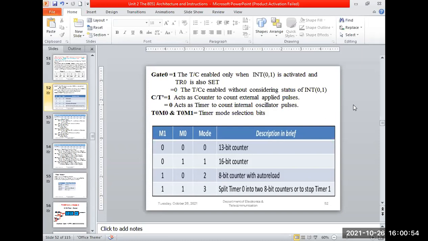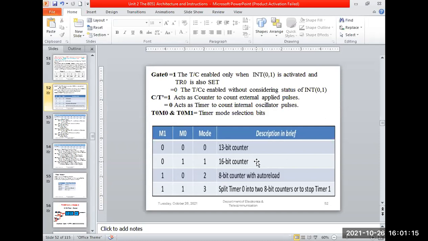Done, everyone? Taken? Hello. Has everyone finished writing this? Yes, sir. Is there any problem, anybody, to understand T mod?